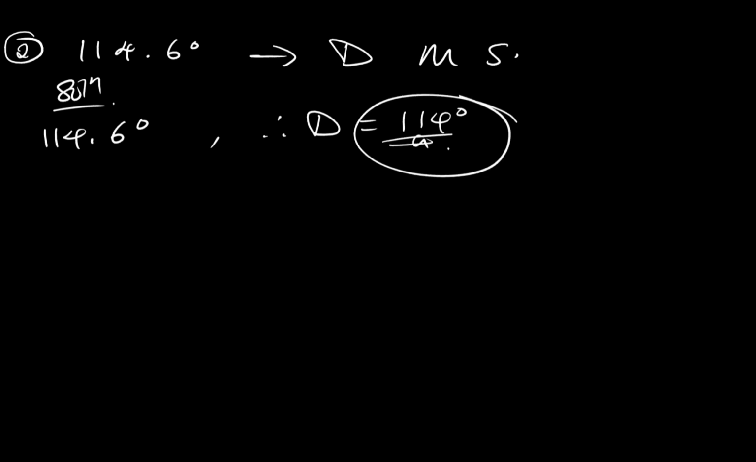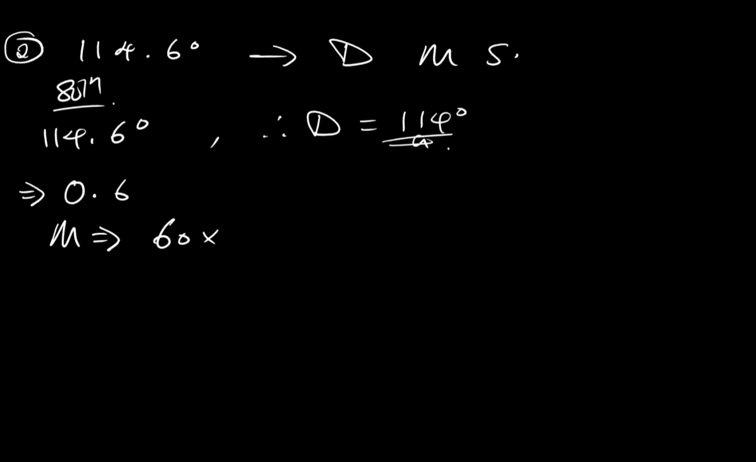Then if we remove the 114 degrees from this, we'll remain with 0.6. Now we need to get our minutes. So to get our minutes, we say 60 times 0.6. And if we do 60 times 0.6, we're going to get 36. Now this is just our number 36, which means that we don't have seconds. It's just 36 minutes. So we say our minute value is equal to 36.